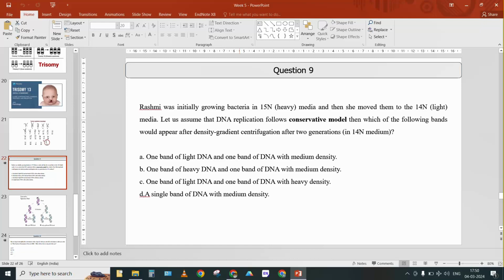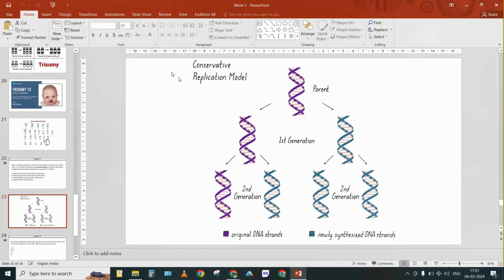Option C, one band of light DNA and one band of DNA with heavy density. And the last option for the same question is a single band of DNA with medium density. So let me put some light on the conservative replication model first.